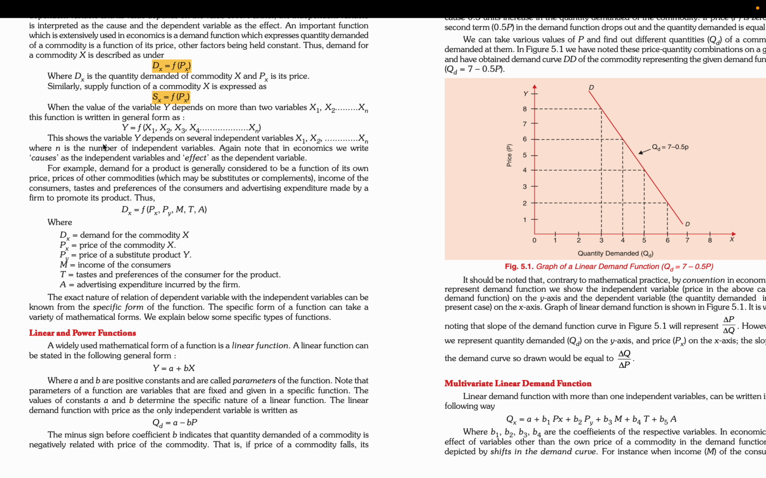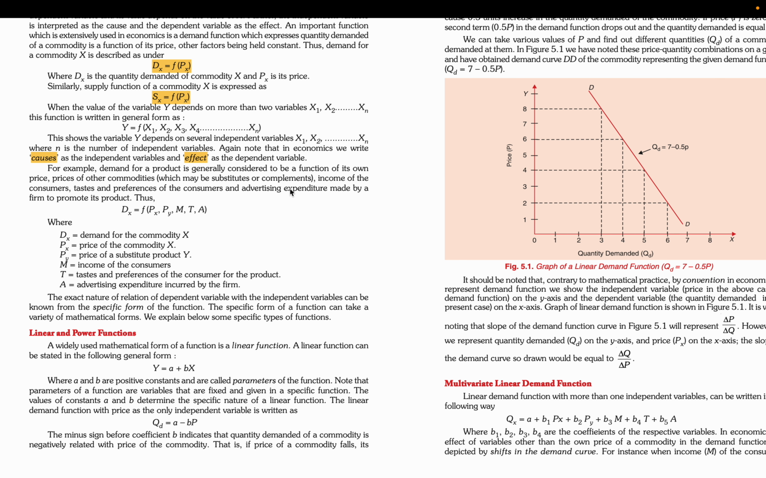This shows the variable y depends on several independent variables x1, x2 to xn, where n is the number of independent variables. Again, note that in economics we write causes as the independent variables and effect as a dependent variable. Now, this is very predominantly used in economics, although you'll hear it only much later. But yes, cause and effect is something that economics is going to call the independent variables and the dependent variables respectively.